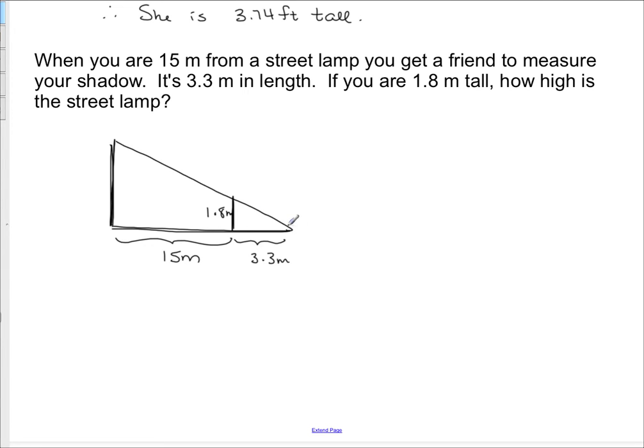At first this may not look like we have two triangles, but I'm going to show you that we really do. So here's the street light. I'm just going to call it S for street light.